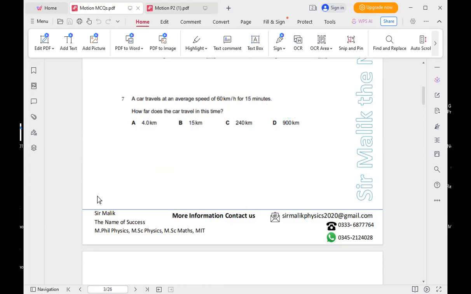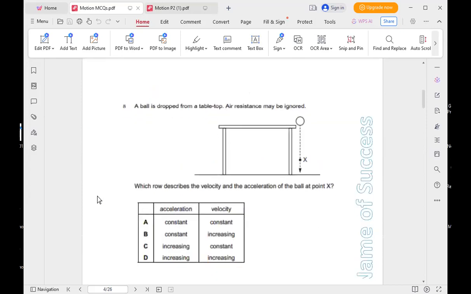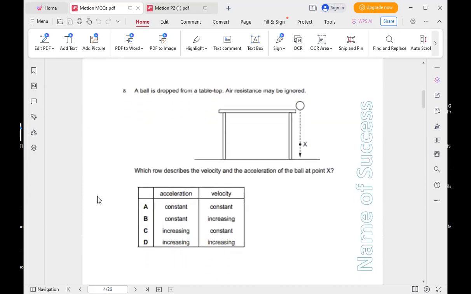In the next question, question number 8, a ball is dropped from a tabletop. The air resistance may be ignored. If the air resistance is ignored, then the velocity is increasing and acceleration is constant. Oh okay, the same as the previous one. Then the B part is correct.